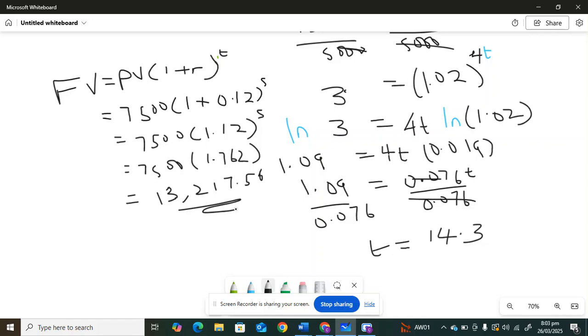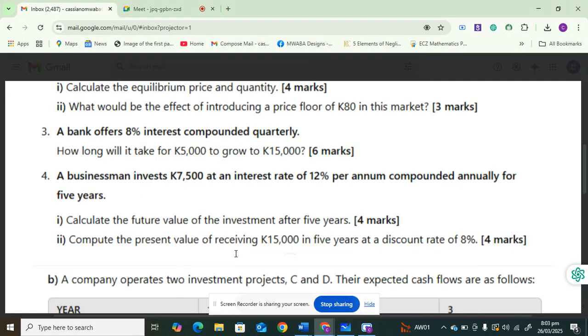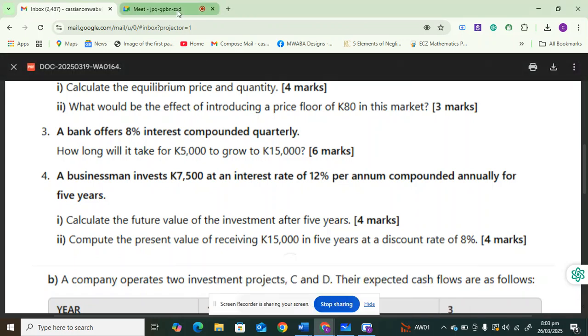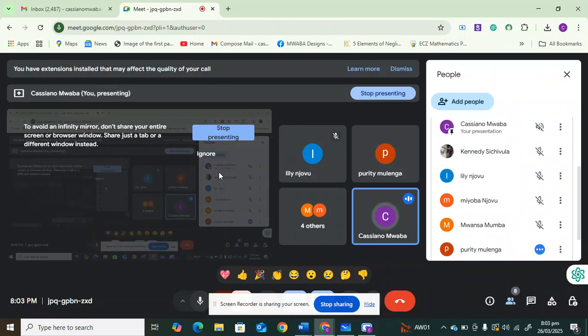Okay. Can we go to part B? Compute the present value of receiving 15,000 in 5 years at a discount rate of 8%. Whenever I hear this word discount rate, it's a term used in finance, or in mathematics, basically just converting a future value into a present value.